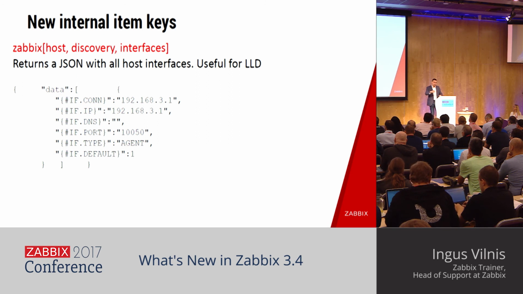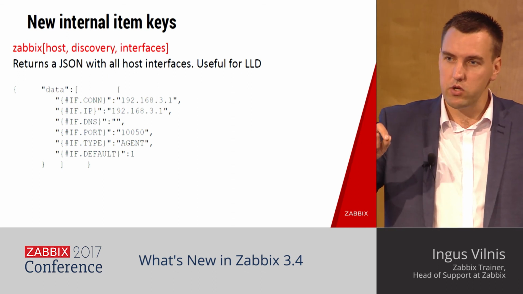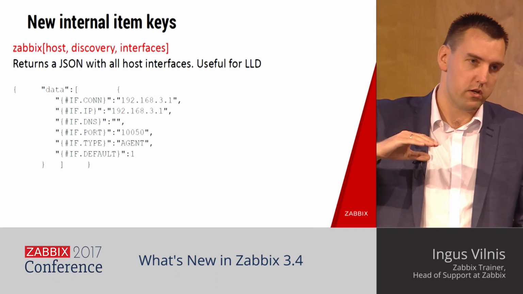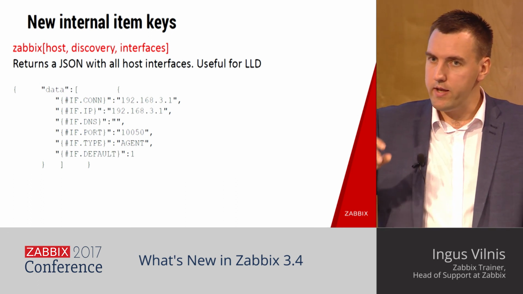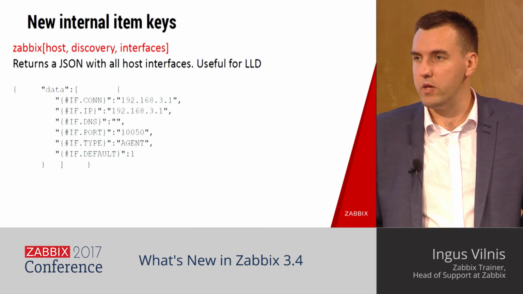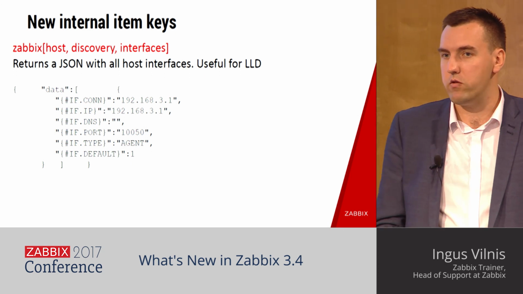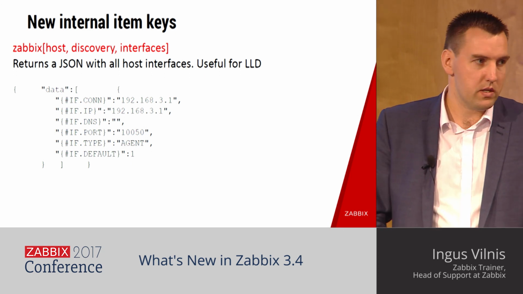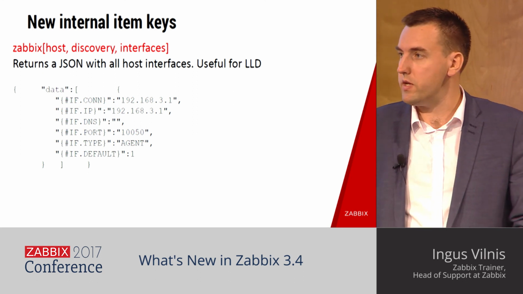Now, you can do a low-level discovery for interfaces on a host configured in Zabbix. It's not like an LLD of the interfaces on the remote agent you're monitoring. No, in the host configuration, you can have multiple interfaces for your hosts. And now you can do a low-level discovery of them and say, create a ping item on each of the interfaces. Previously, you had to do this manually. Now this can be automated with the internal LLD.